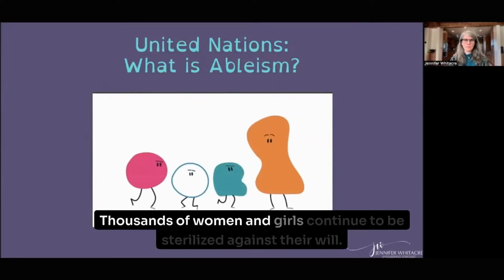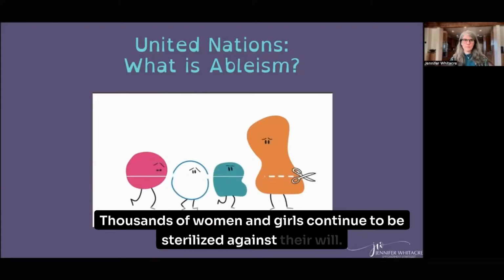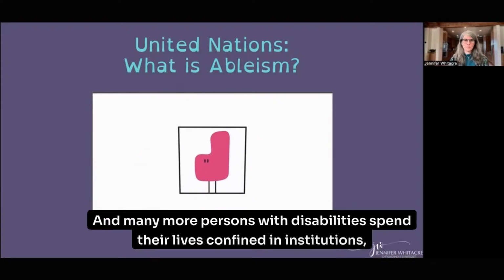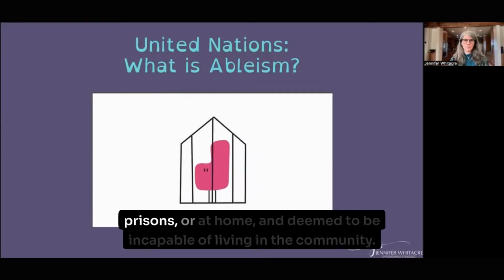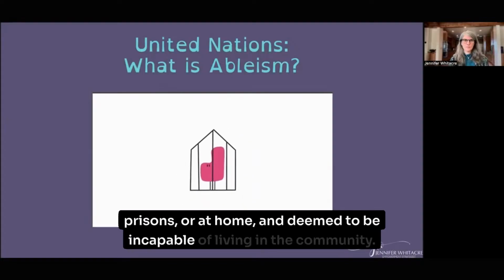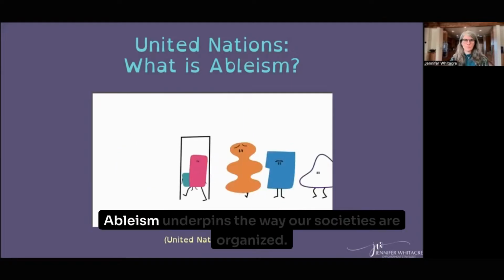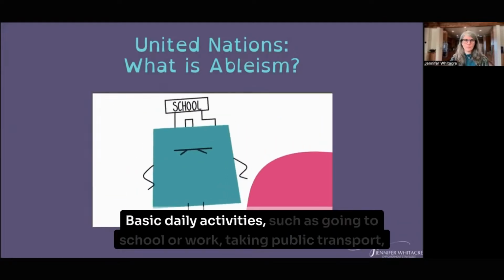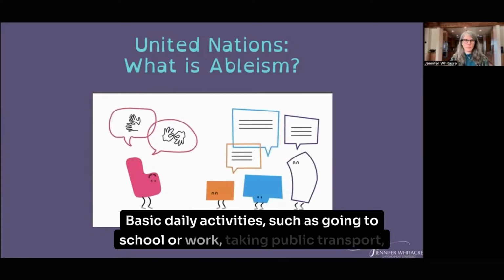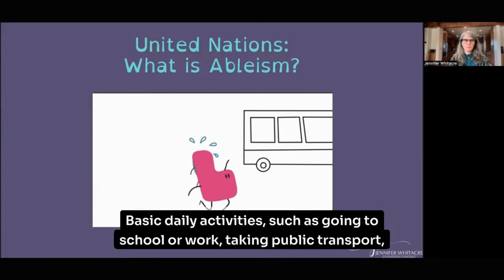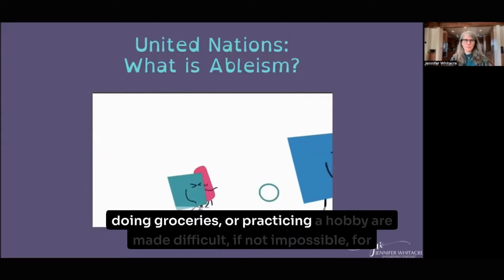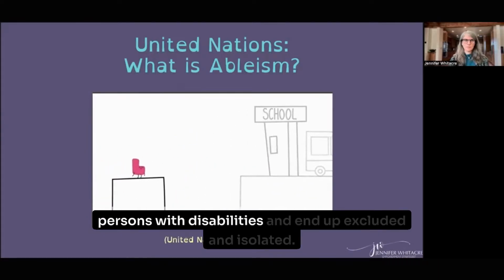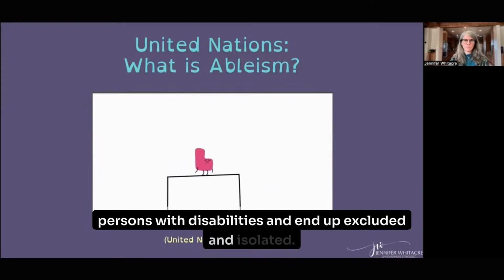Thousands of women and girls continue to be sterilized against their will, and many more persons with disabilities spend their lives confined in institutions, prisons, or at home, and deemed to be incapable of living in the community. Ableism underpins the way our societies are organized. Basic daily activities, such as going to school or work, taking public transport, doing groceries, or practicing a hobby are made difficult, if not impossible, for persons with disabilities and end up excluded and isolated.